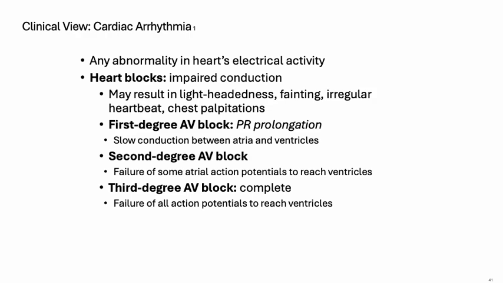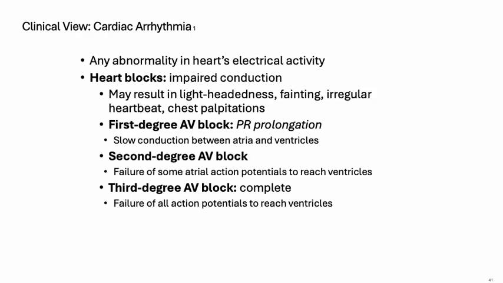And so a heart block is essentially something that has caused a delay, or what's called impaired conduction, of the electrical signal through the heart, resulting in inefficient electrical activity, which then leads to potential complications related to blood flow. So lightheadedness, fainting, irregular heartbeat, chest palpitations, things like this, right? Some of these are more severe than others. Some of these are more noticeable than others as well.